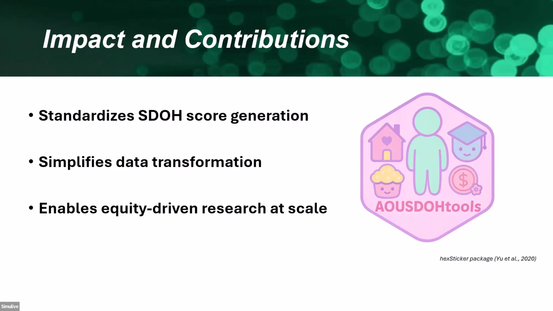So why does this all matter? SDOH factors like where you live, how safe you feel, and whether you are socially supported strongly affect health outcomes. But for now, those variables have been hard to score and standardize, especially at scale. So with this package, we are helping make SDOH data easier to use, easier to share across studies, and easier to reproduce. So we hope it helps accelerate research on health equity, which is what All of Us is really all about.